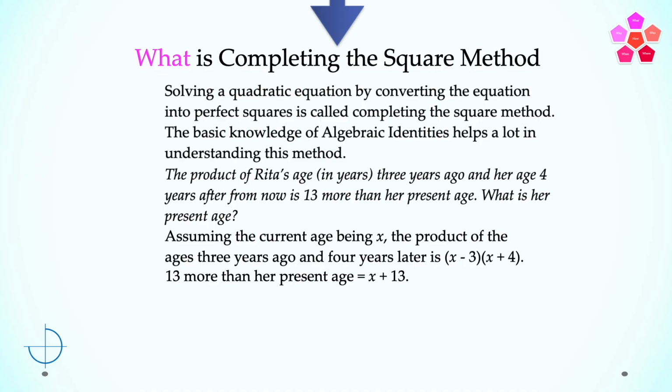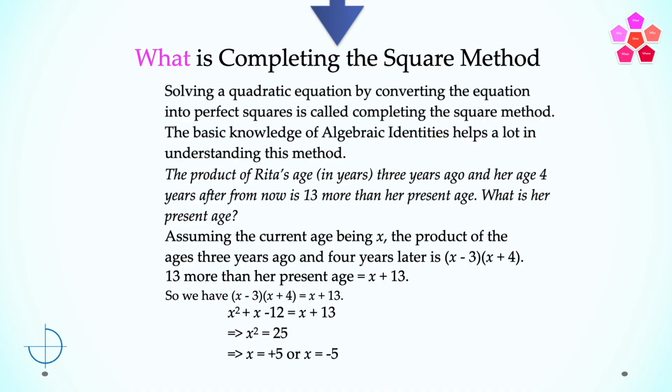So on further simplification, we have x minus 3 as a whole multiplied by x plus 4 is equal to x plus 13. And further simplification, we have x squared plus x minus 12 is equal to x plus 13. This implies that x squared is actually equal to 25. The values of x is equal to plus 5 or minus 5. As age cannot be negative, the acceptable answer is plus 5.